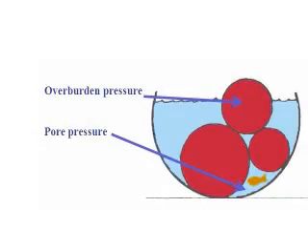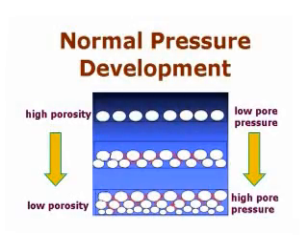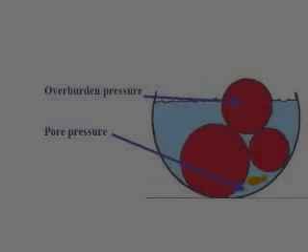Like with our bowl of fish, as deposition continues, overburden increases on the rocks only and will eventually compress and crush the grains, squeezing out most of the water. In normal pressure development, the top row has high porosity with low pore pressure. As you descend to the lowest row, the overburden pressure of the rocks and the deeper level of the water causes both the porosity to decrease and the pore pressure to increase.